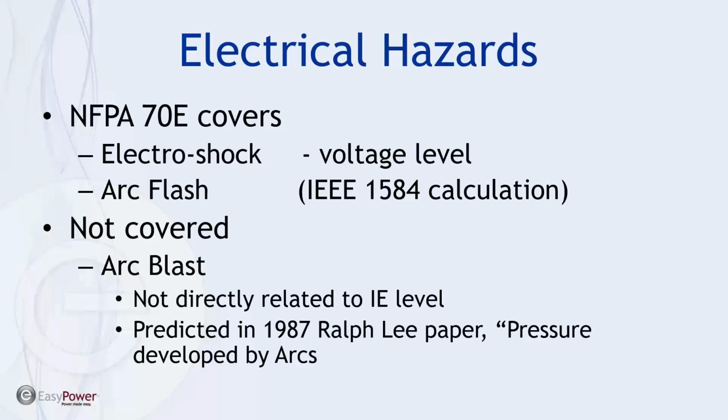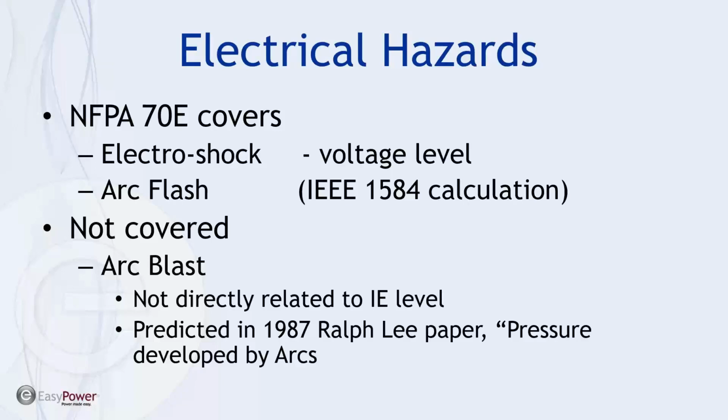Same is true for arc flash, but specifically that hazard is determined by a calculation in the standards that we've discussed frequently, specifically IEEE 1584 being the most commonly used. What is not covered in detail in either of these methods is a hazard described as arc blast, and it's not directly related to incident energy level.